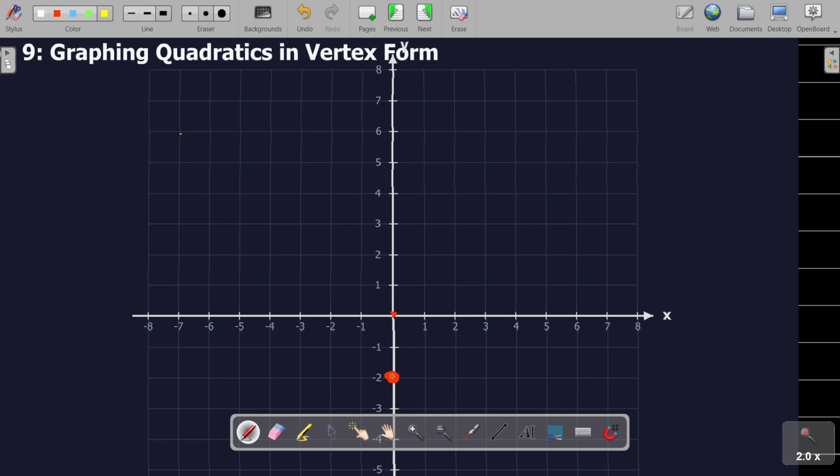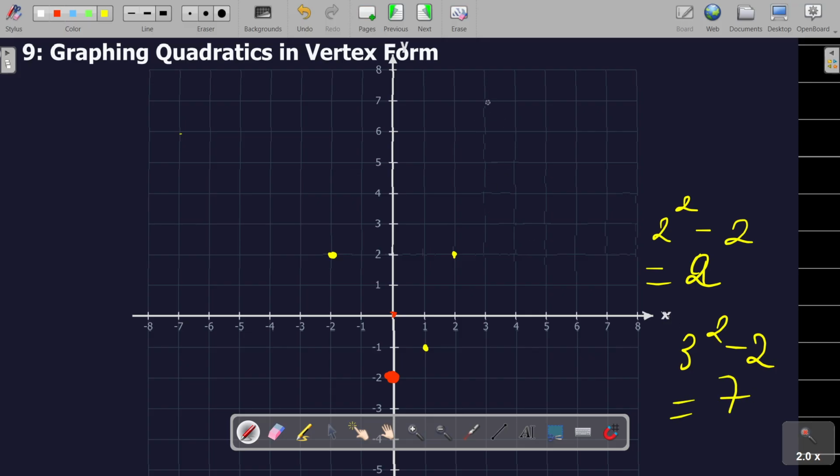So 0, minus 2 here. We'll start it here. If it's 1, then it'll still be minus 1. So it should be here. If it's 2, then it should be 2 here, because 2 squared minus 2, this will be 2. Sorry. So we're going to map this out, mirror this. If it's 3, then it's 7, because 3 squared minus 2 equals 7. So I'll put it 7 here, 3, and then I'll map this out symmetrically, minus 3, 7 here.